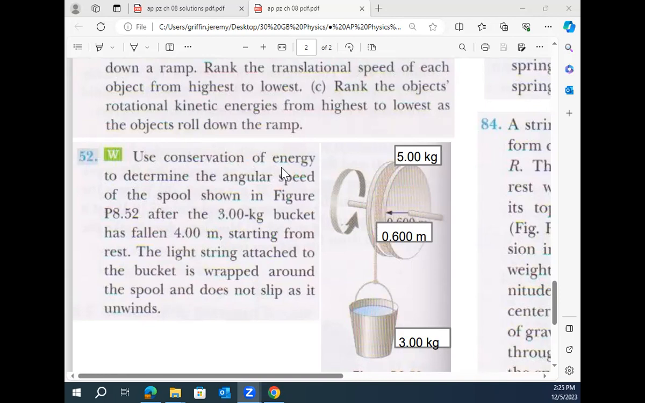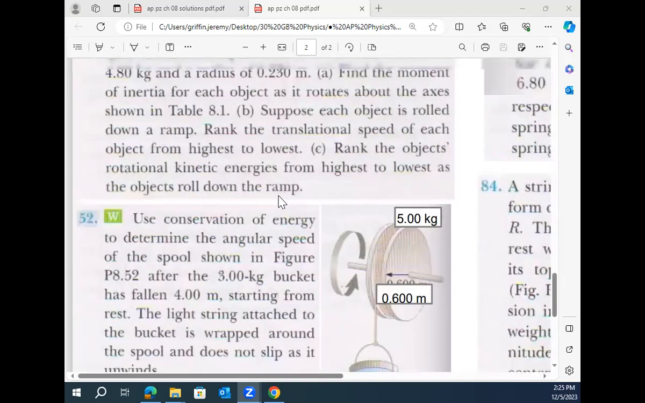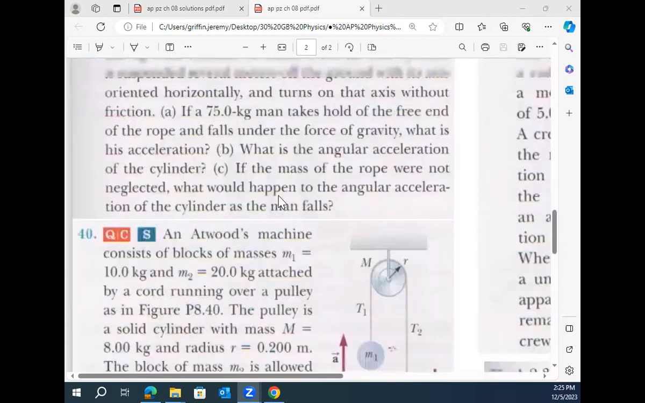I want you guys to see big picture, like 1,000-foot view of like why this is a really nice hint, right? Look at what's actually being asked to determine the angular speed of the spool after this 3-kilogram bucket has fallen 4 meters. Ooh, right? So a few things. We're asked to solve for angular speed. The previous question, which had a very similar setup, you could use the same picture basically.